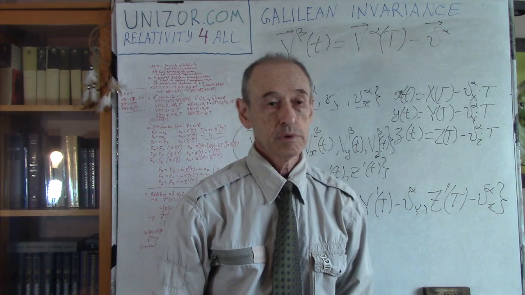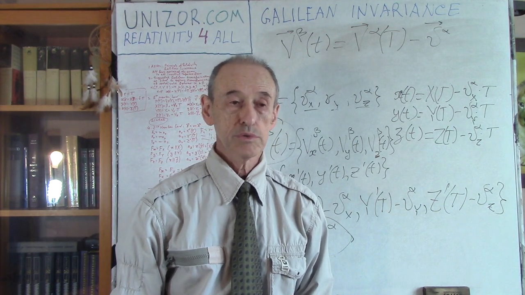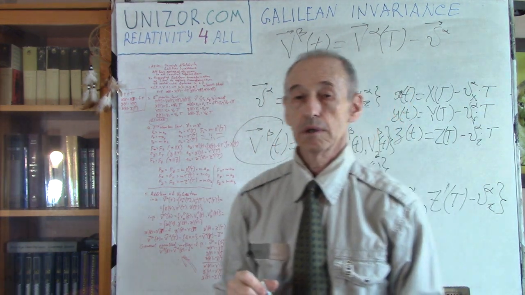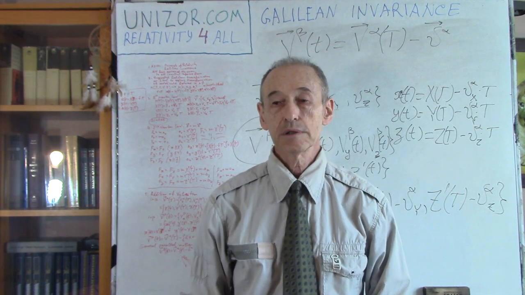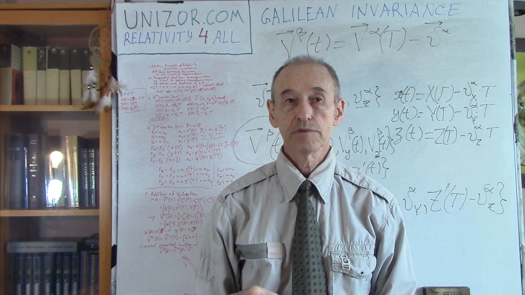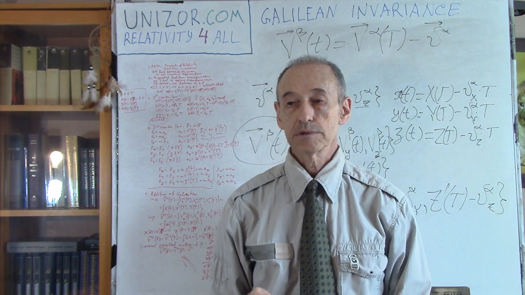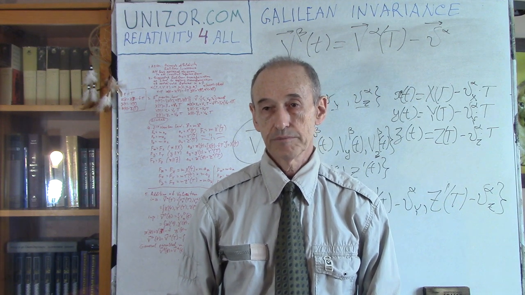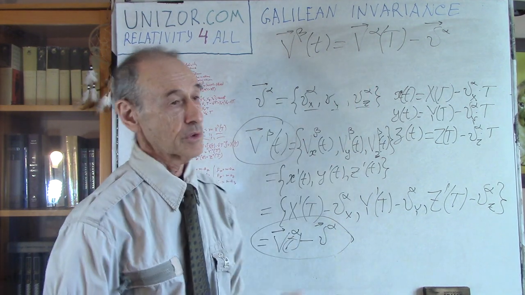I would like you to look into the description of this lecture. There are notes. So everything is presented on unizor.com. You have to go to the Relativity part of this website, the Relativity course, and if you open the Relativity course, you will have it in the first part, which basically describes the principles of relativity. So this is Galilean invariance and addition of velocities.